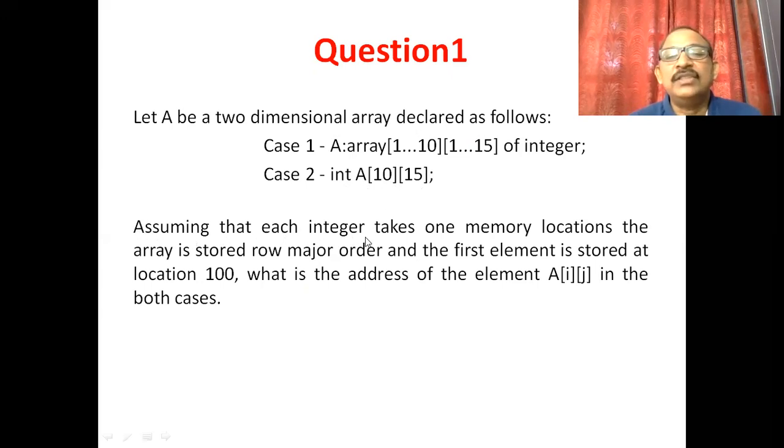Assuming that each integer takes one memory location, the array is stored in row major order, and the first element is stored at the location 100. What is the address of the element Aij in both cases? What is the address of the element Aij in the first case, and what is the address of element Aij in the second?